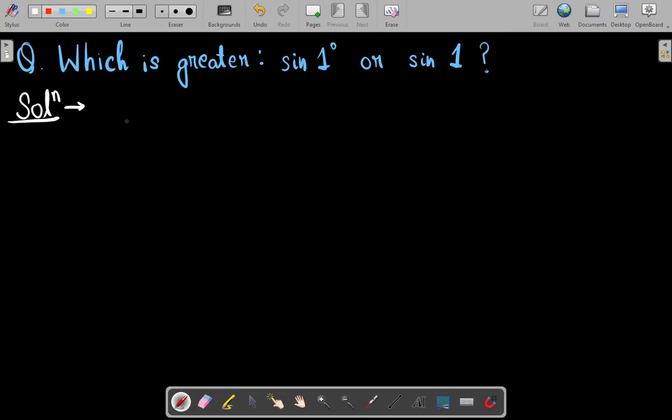Hello everyone. This is a tricky question today. We are asked to find out which one is greater, which one is larger, sine 1 degree or sine 1 radian. A radian is a real number, so we are asked to find out which of these two values is larger.